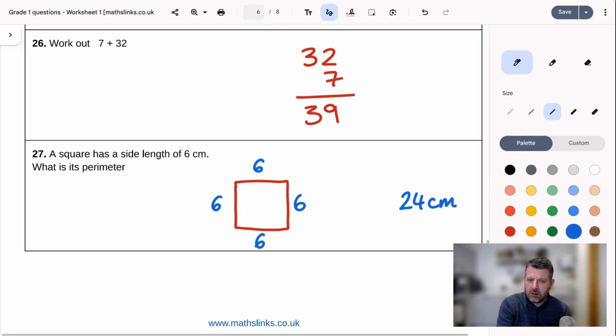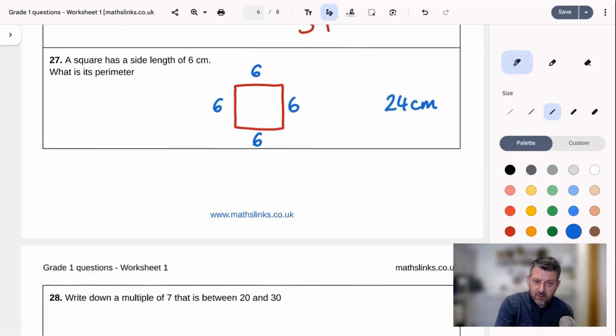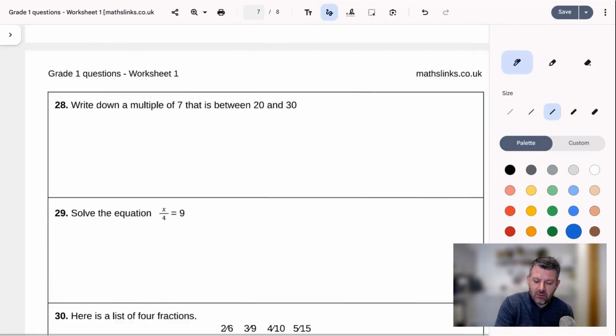Not to be confused with the area. That's a different thing and a different method. The perimeter of any shape is just all the sides added together. So it's always as simple as that. Now, you might not know all the sides, but for the perimeter of any shape, you're adding together all the sides.